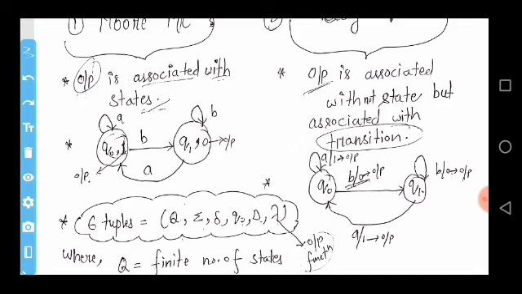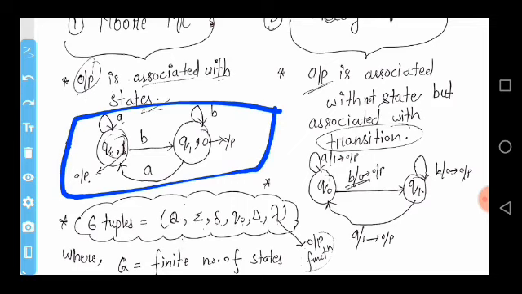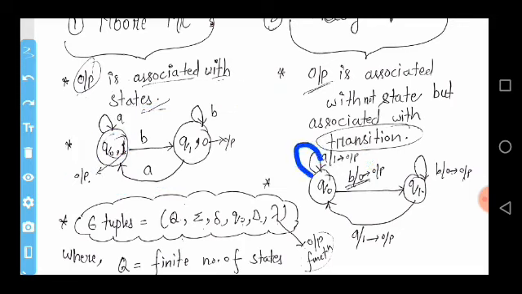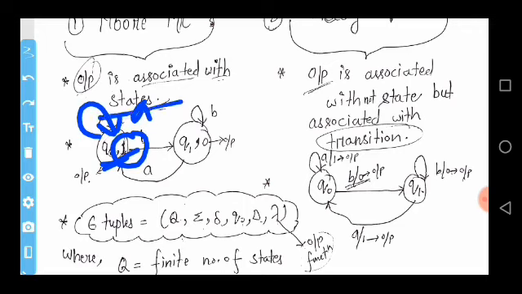See, in this diagram the output is associated with your state, but in this diagram the output is associated with your transition. When we give input symbol A, then the output is 1. In the case of the Moore machine, when we give A, the output symbol is 1, which is associated with states, and here it is associated with transitions.